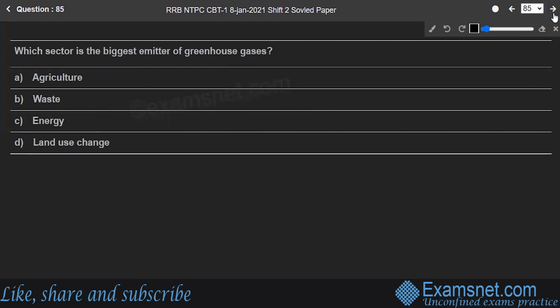Next is question number 85. Which sector is the biggest emitter of greenhouse gases? Agriculture, waste, energy, land use change. Well, energy is the sector which is the biggest emitter of greenhouse gases, accounting for 2/3 of the total emissions, which is very high. This is at number 1. It is followed by agriculture, which stands at number 2 and accounts for 20% of the greenhouse gas emissions.